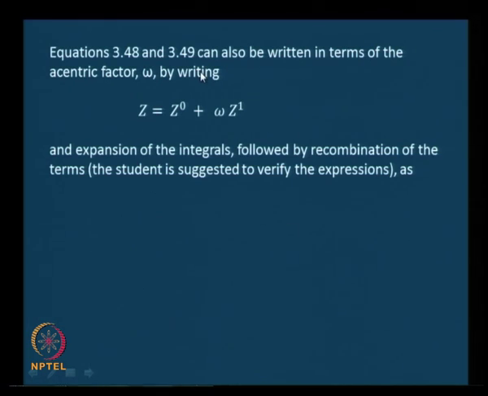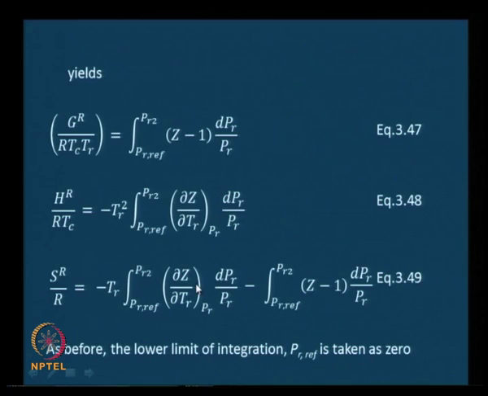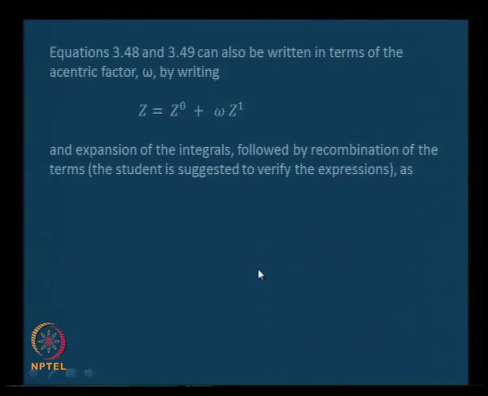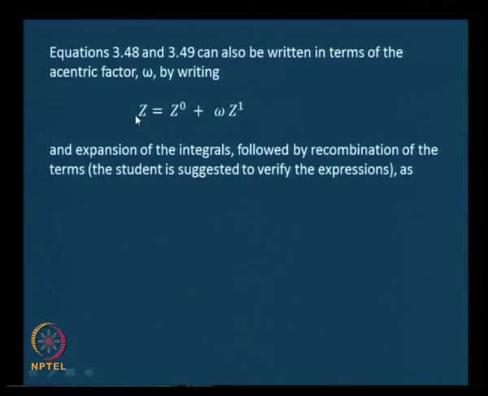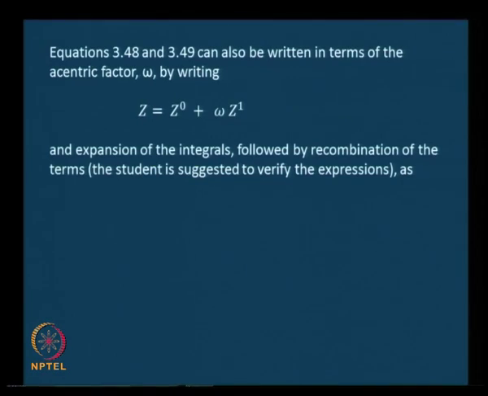These two equations can be written in terms of Z0 and Z1 by using the eccentric factor. The earlier expressions were only in terms of Z, and we could write those expressions in terms of some terms containing Z0 and the other terms containing Z1 if we substitute the Z there as Z0 plus omega times Z1.